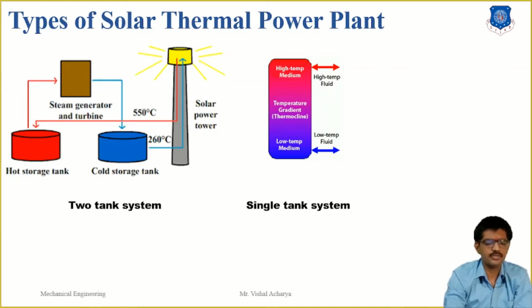Using a solid storage medium in a single tank system, needing only one tank, reduces the cost of this system relative to the two tank system. This system was demonstrated at the Solar One power tower plant, where steam was used as the heat transfer fluid and mineral oil was used as the storage fluid.